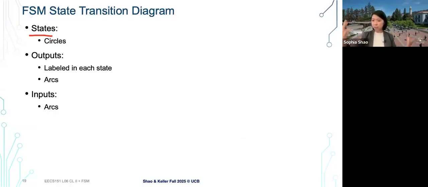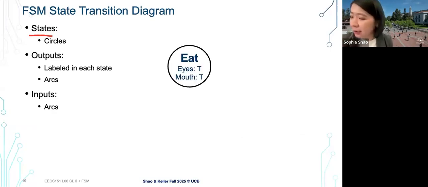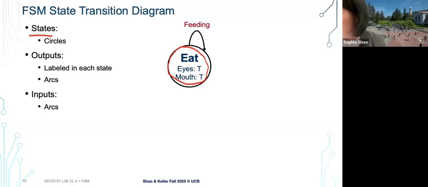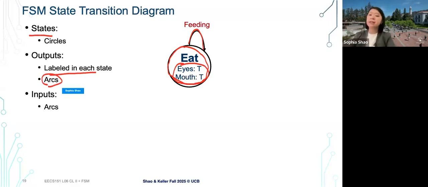With that, again, we have circles to represent the states. So here, let's say, the cat is in the eating state. A circle represents a state that we actually store. For output, it typically depends on the different flavors of the states. It can be labeled in each state. So here in this example, it's labeled in each state, whether eyes are open, true or false, or whether the mouth is open, true or false. Or it can also go on the arc. We'll do an example about that later. But inputs are always on arcs.